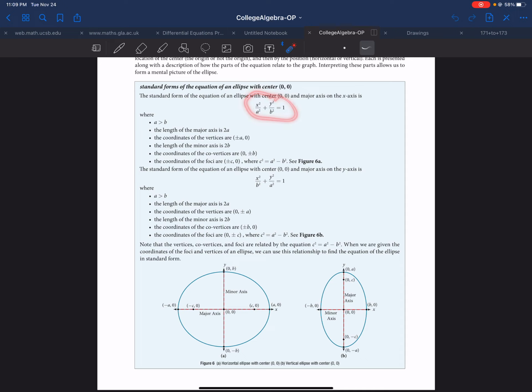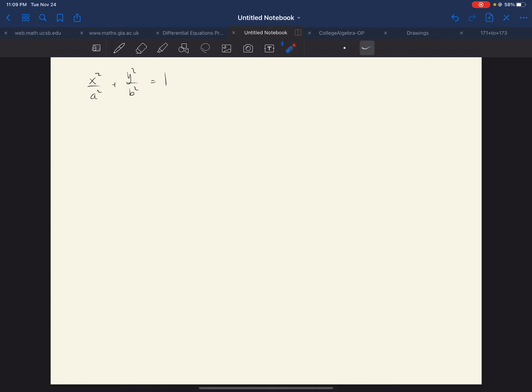If you look, we have x squared over a squared plus y squared over b squared is 1. So I've brought that over here. Now, that has some sort of a graph to it. There are x's and y's, and a and b would be known in this case. But if we were going to try and get a feel for the graph as best we can, we might do something like this.